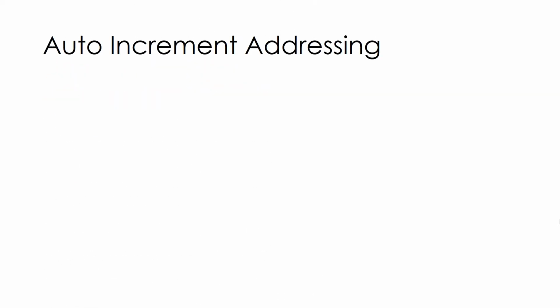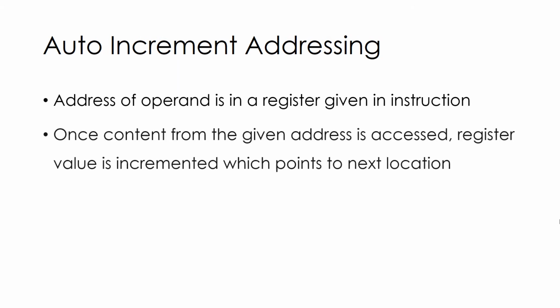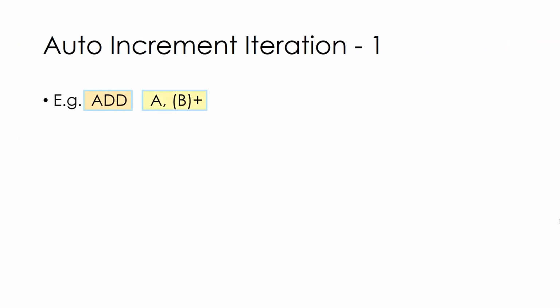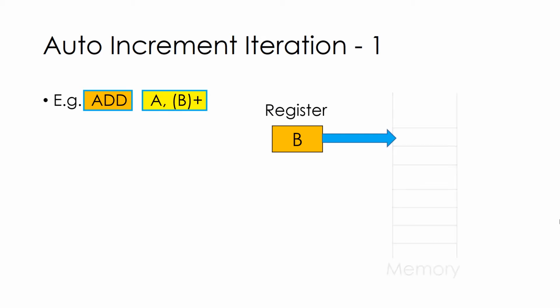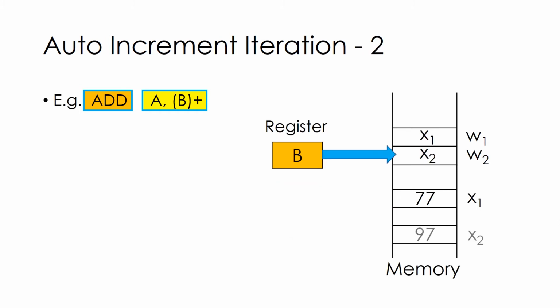Auto increment. In this, address of the operand is in a register given in an instruction. Once the content from given address is accessed, register value is incremented which points to next location. For example, ADD A, [B]+. Here, register B initially points to location x1. Then we access the location x1 and load the value 77 to accumulator. And finally, the contents of register B will be incremented by 1, which will point to the location x2.